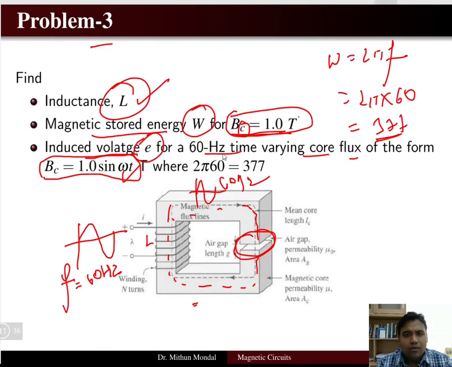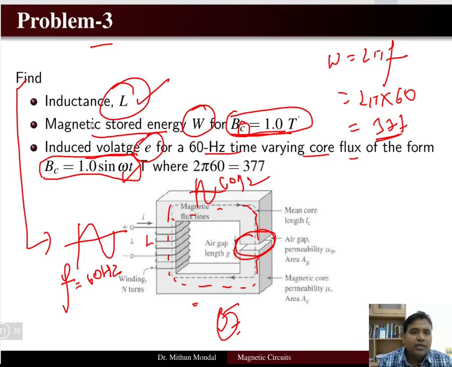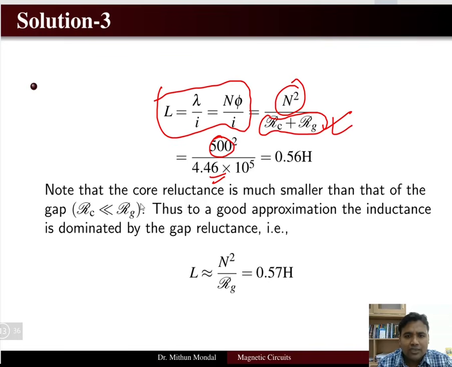In this problem, if you see, this problem is similar to the problem that we discussed in our first tutorial. There was a question asked there, question number 5. So we have taken the data from there, and it is just a repetition of the inductance and magnetic stored energy. So you can just take the data from there. The number of turns is 500, square divided by the sum of the reluctances, and that gives 0.56 Henry. So 0.56 Henry is basically the inductance of the wire that is carrying a current I.